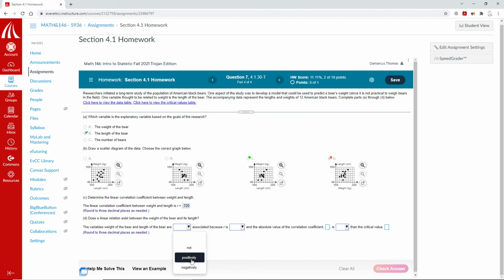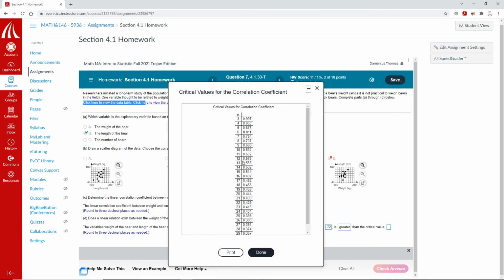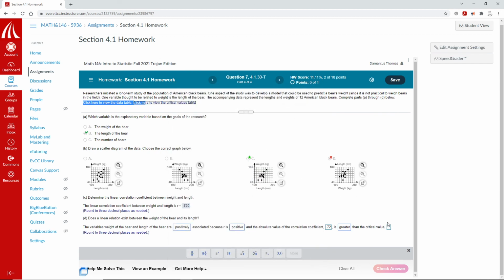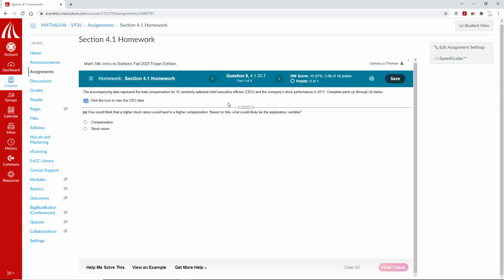So R is positive, so there's a positive association. And the absolute value of the correlation coefficient is 0.72. And that's actually greater than the critical value of 0.576. So we'll put that down there. And that should be all there is to it. Yep, we got through there. And this is going to be it.